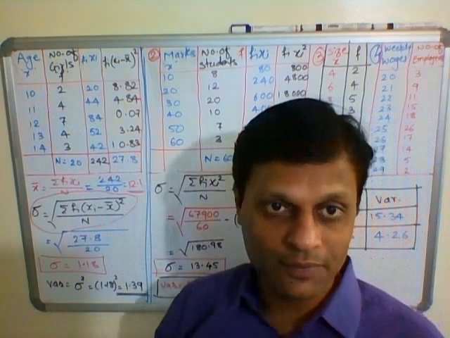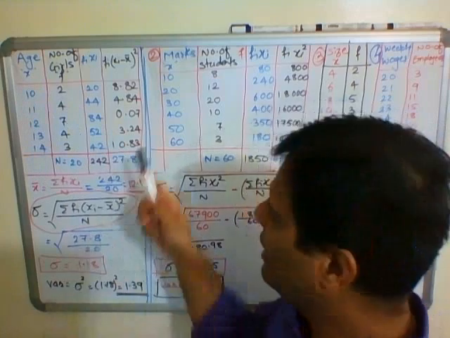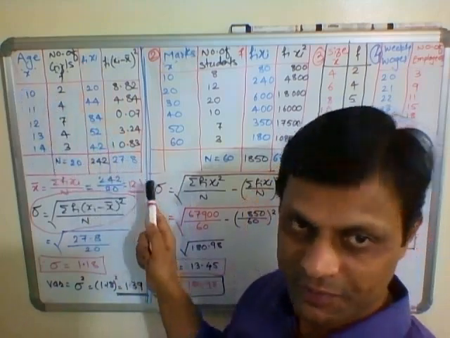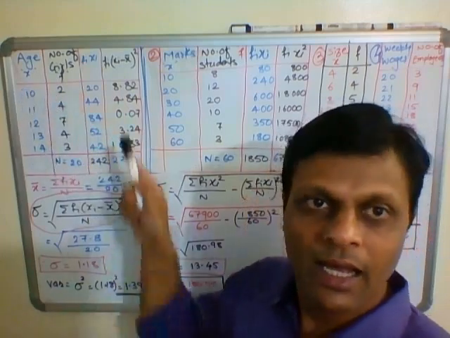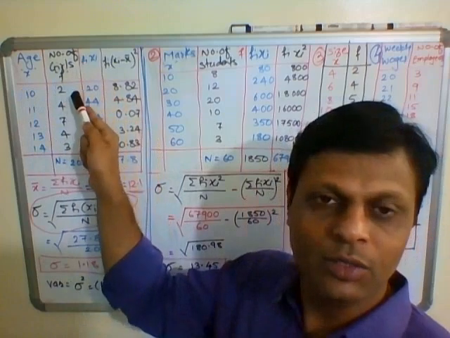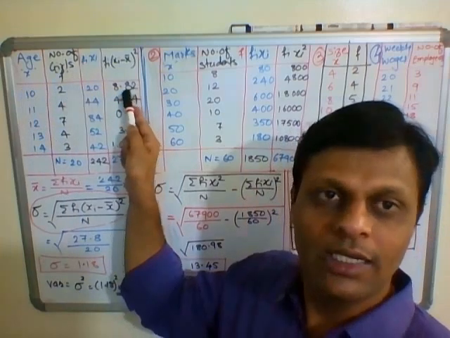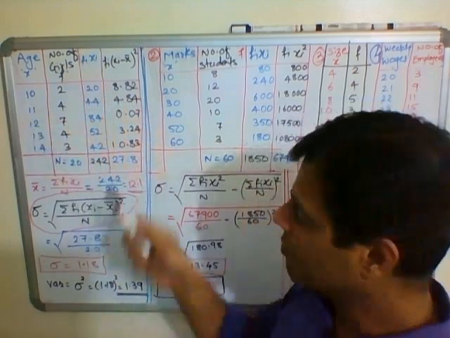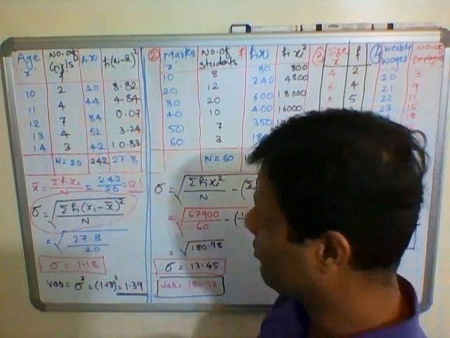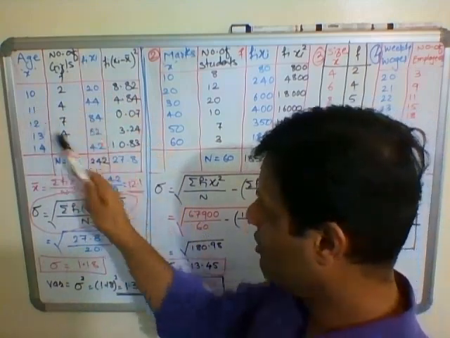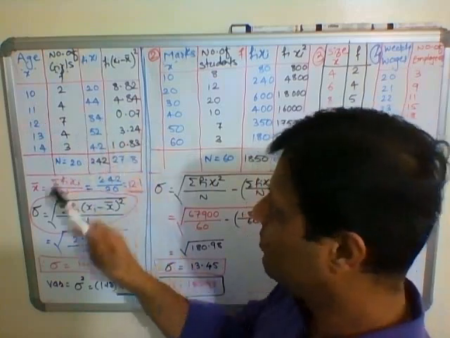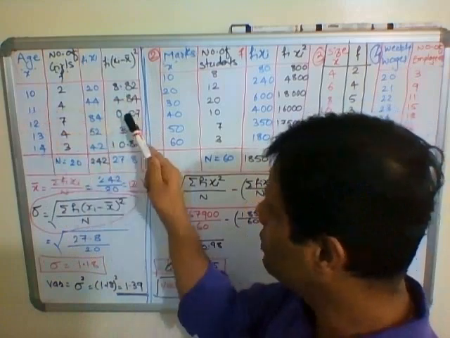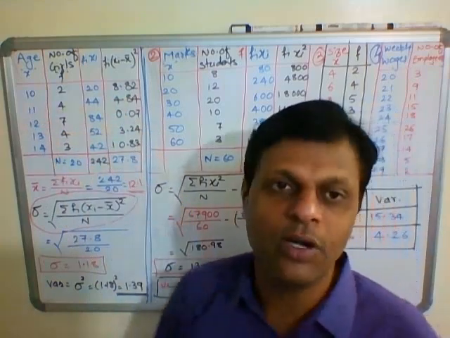Whatever is the difference, square it, and after squaring that number, multiply it by its corresponding frequency, that is here 2. So 10 minus 12.1, you square the difference and multiply by frequency 2. So you get 8.82. Similarly for the second, 11 minus 12.1, square the difference, multiply it by 4. We get 4.84. Then 12 minus 12.1, square the difference, multiplied by 7, you get 0.07. In this way, for the remaining values, you calculate and get the total as 27.8.